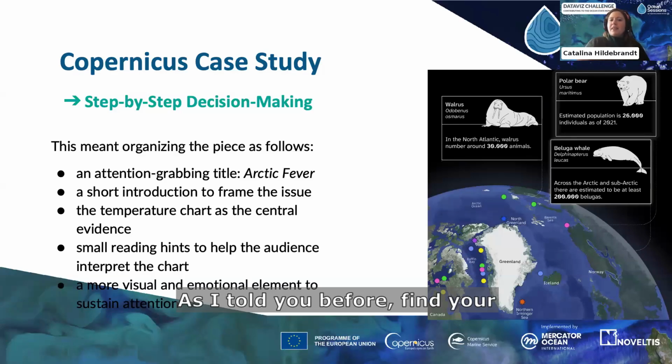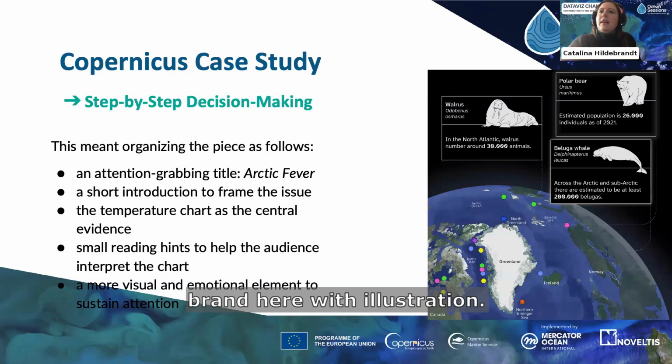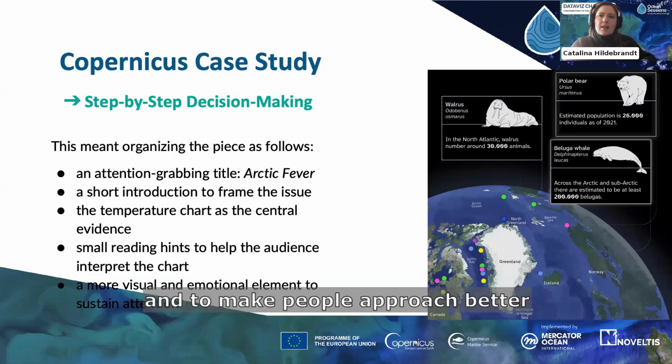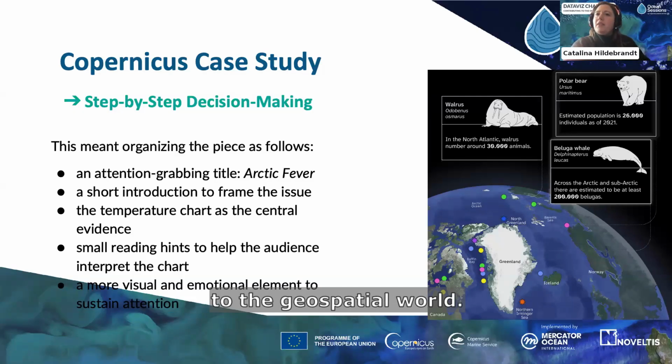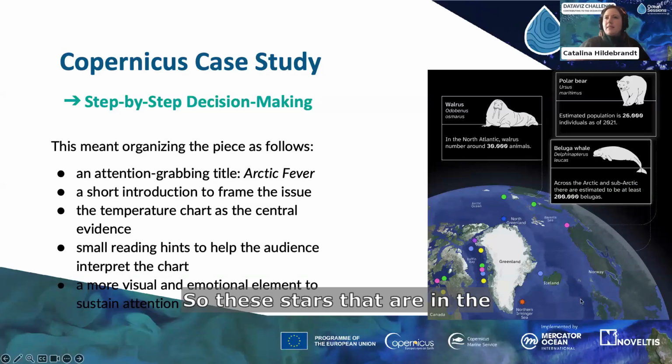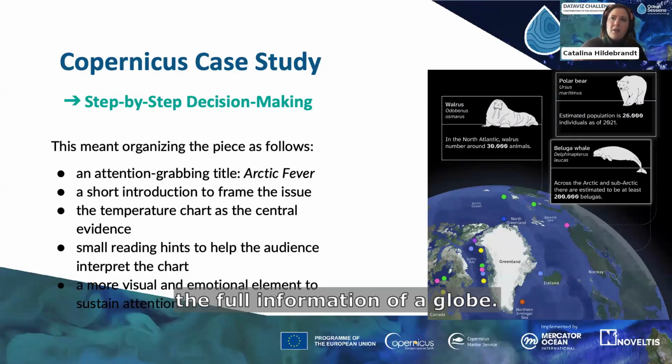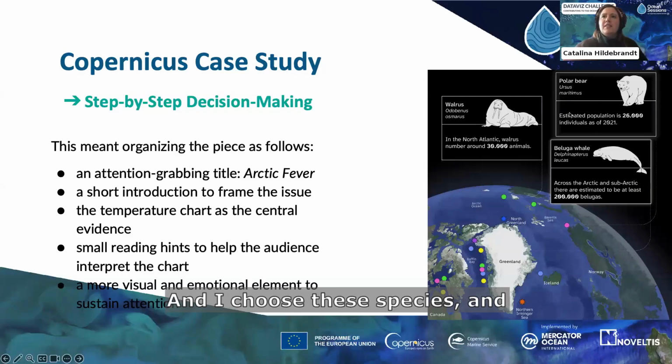As I told you before, find your personal brand. In this case, I used my personal brand here with illustration. The globe is painted by me to make people approach the geospatial world better. So these stars that are in the whole infographic are the places that are analyzed, and people can easily recognize this without being overwhelmed by the full information of a globe. And I chose this species.